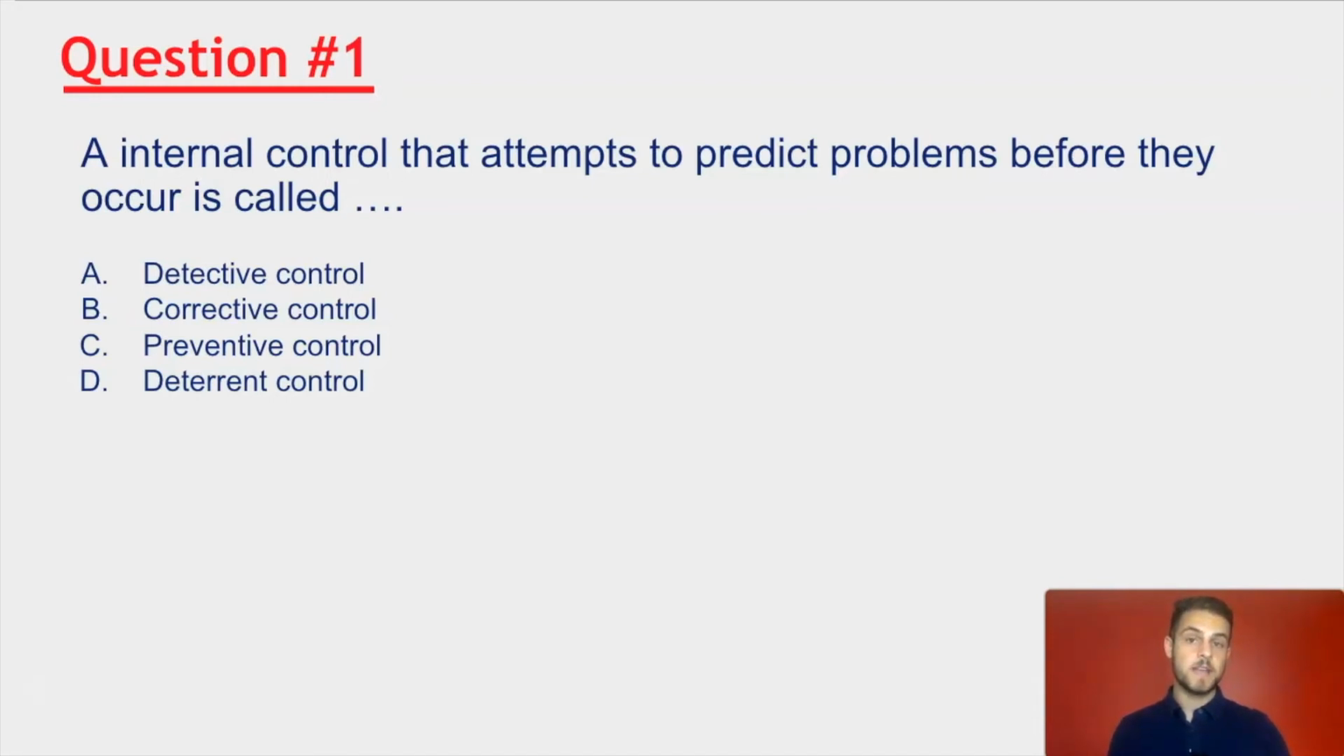Think back to the swim lane diagram. Answer is preventive control. This is because it is a proactive control design that addresses the risk before it materializes or occurs.